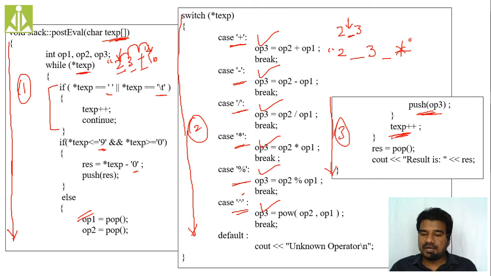So after performing all the operations, this while loop, where is it ending? You started the while loop, and it is ending over here. So the while loop ended means the string is completed. This while loop will end when texp becomes null, and the null is at the end of the string. So if you reach the end of the string, that means your complete string is over. There are no more characters to scan.